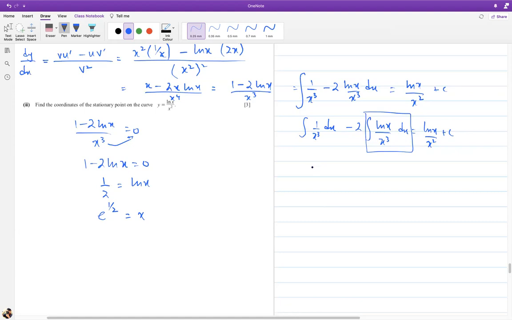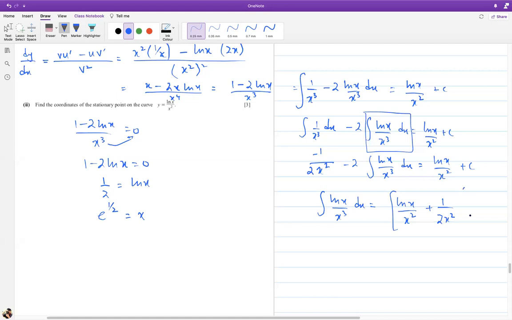So this integral is going to be x power minus 3 here, so it's going to be x power minus 2 divided by the power, this is minus 2, so minus 1 over 2. So integral ln x over x cube dx equals ln x over x squared plus c. So integral ln x over x cube dx equals ln x over x squared plus 1 over 2x squared, the whole thing.